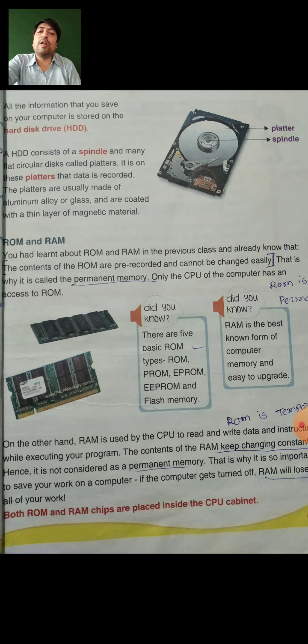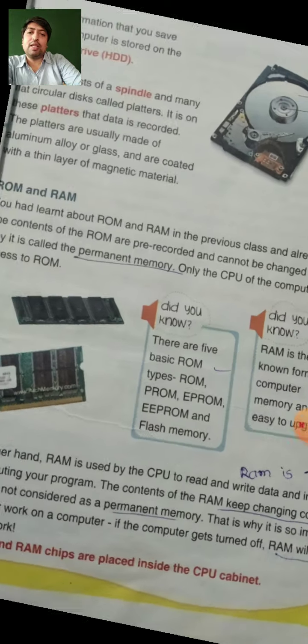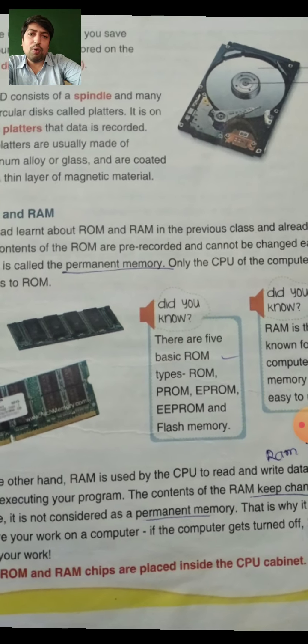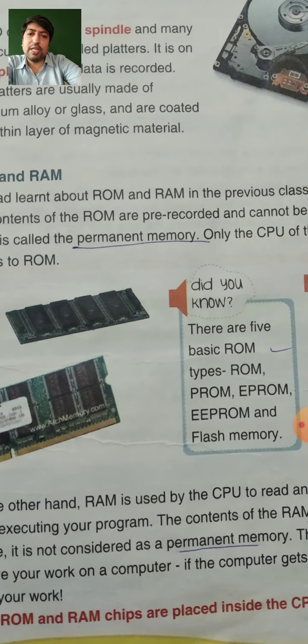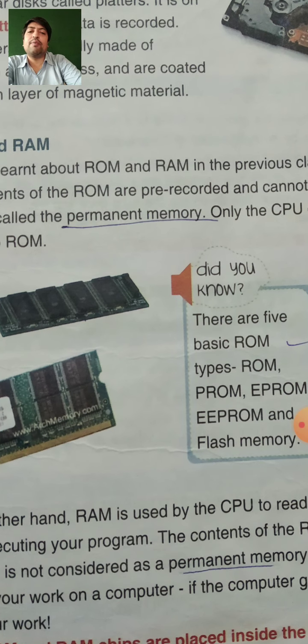If you are working on your computer and you didn't save your document, and the power supply goes off or the computer stops working, then the data you were working on will be lost, if you haven't saved it. We can see the picture of the RAM on your screen. See the image of RAM very clearly.